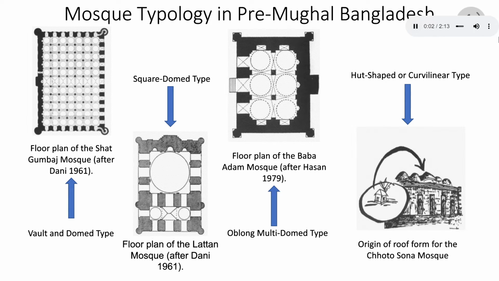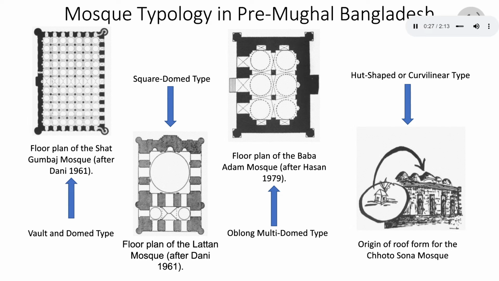Mosque typologies in pre-Mughal Bangladesh are distinct in their planning features, such as pointed arches, a curvilinear roof and cornice, carved brick designing, and tile-glazed decorations. Pre-Mughal architecture is classified into four categories: the vault and dome type, the square-domed type, the oblong multi-domed type, and the hut-shaped or curvilinear type.